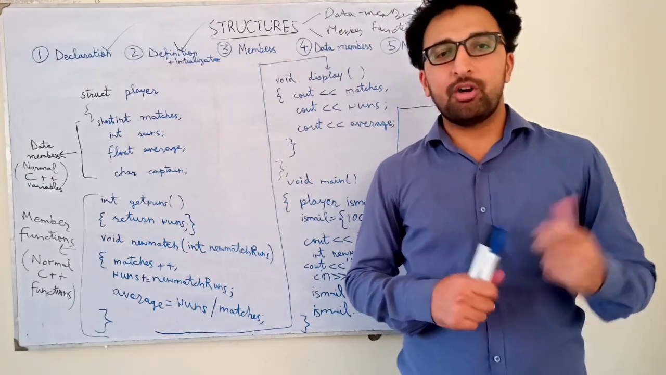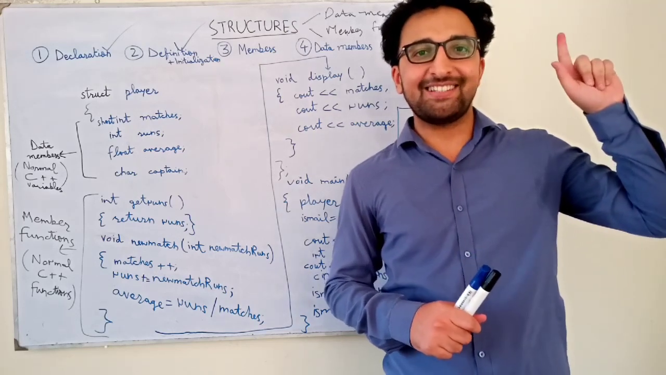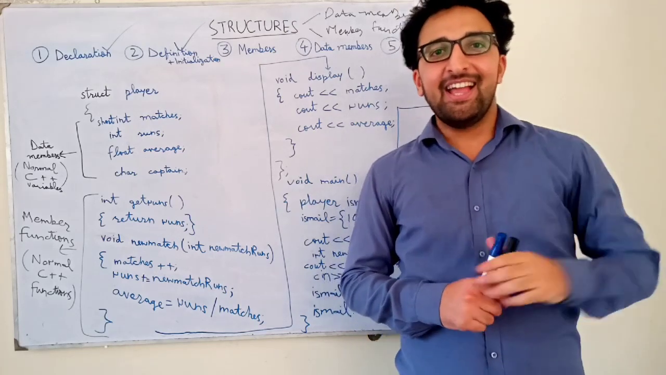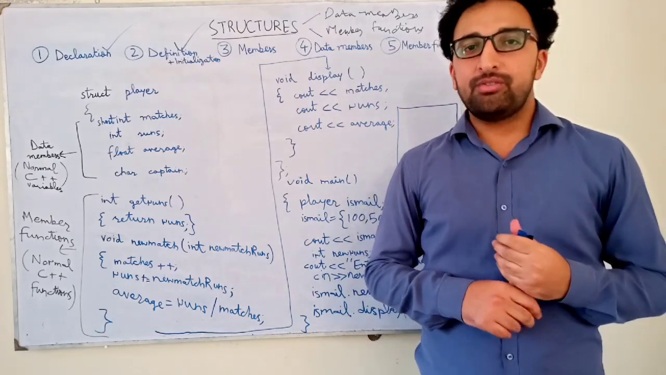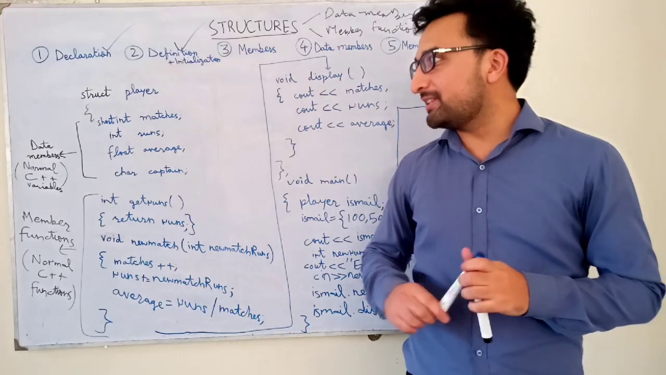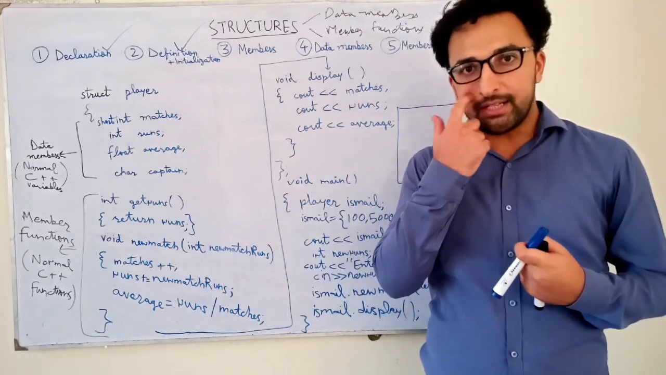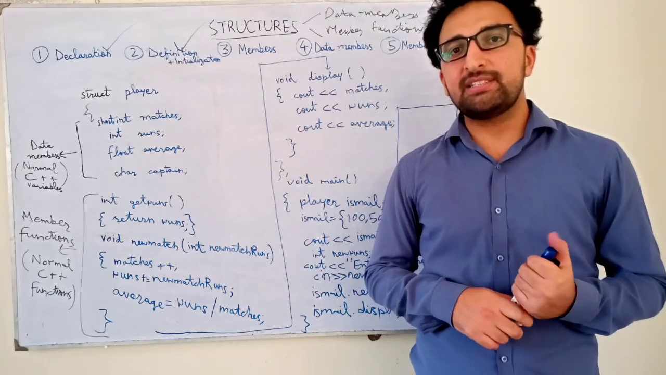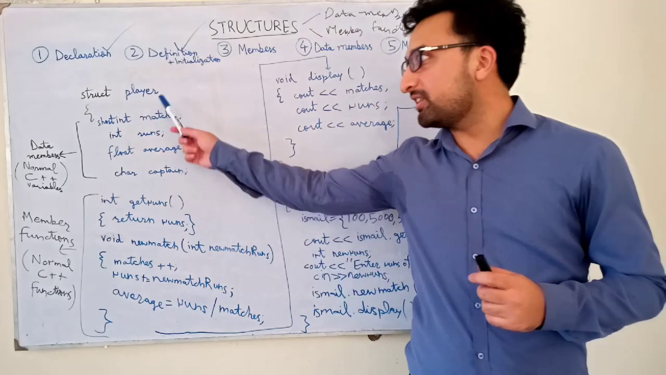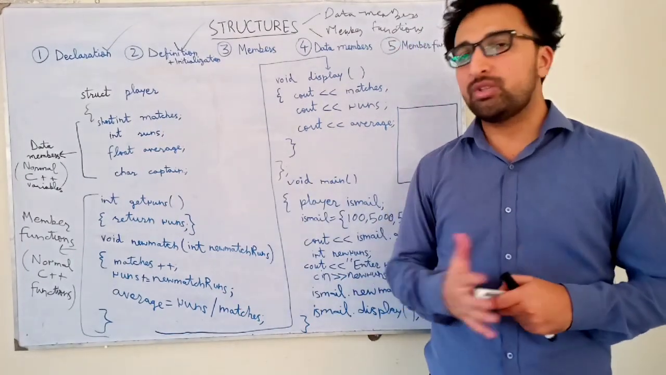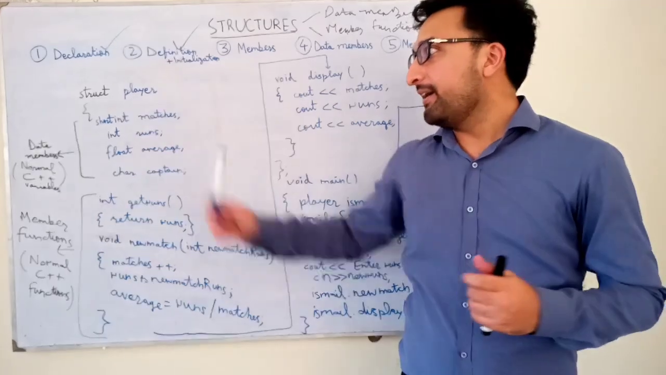If you are not familiar with the C++ function, you can watch this video that is attached at this link and you can learn from there. The structure is composed of two members, data members and member functions. Data members are normal C++ variables and member functions are normal C++ functions. So this is our structure, a kind of user defined data type, and it is named player.